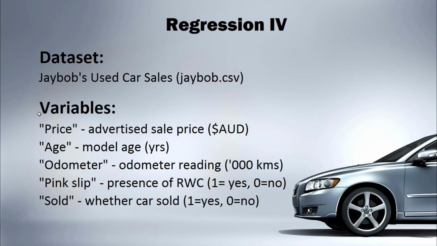But the variables of interest today are going to be price, which is the advertised sale price of the car in Australian dollars, please. The age of the car, which is counted in years. The odometer reading, which is in thousands of kilometers. A variable called pink slip, which is the presence of a roadworthiness certificate, and that's coded 1 for yes and 0 for no. And then we have a variable called sold, which is an indicator variable illustrating whether the car has sold or not, 1 being yes and 0 being no again.